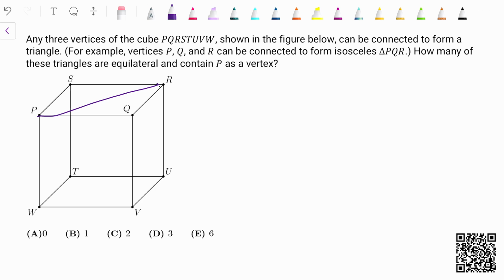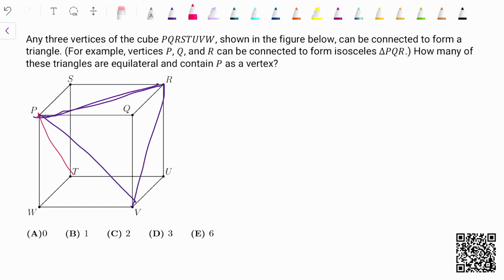So the first one, we can connect P and R for our first hypotenuse, and then R and B for our second, and go across P and B. So that is our first equilateral triangle. It jumps along all the hypotenuses, and since this is a cube, all of them are the same. That's one. So now for triangle number 2.